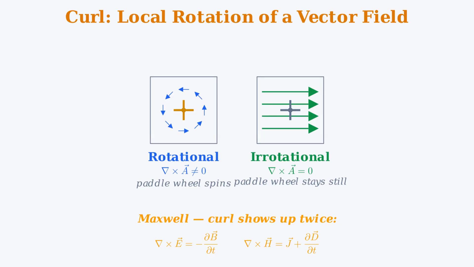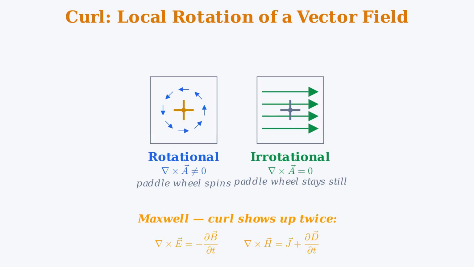Here is the picture. Drop a tiny paddle wheel into the field at a point. If the field pushes the paddle around, the curl is non-zero, and the curl vector points along the rotation axis by the right-hand rule. If the paddle stays still, the curl is zero. The field is irrotational at that point.